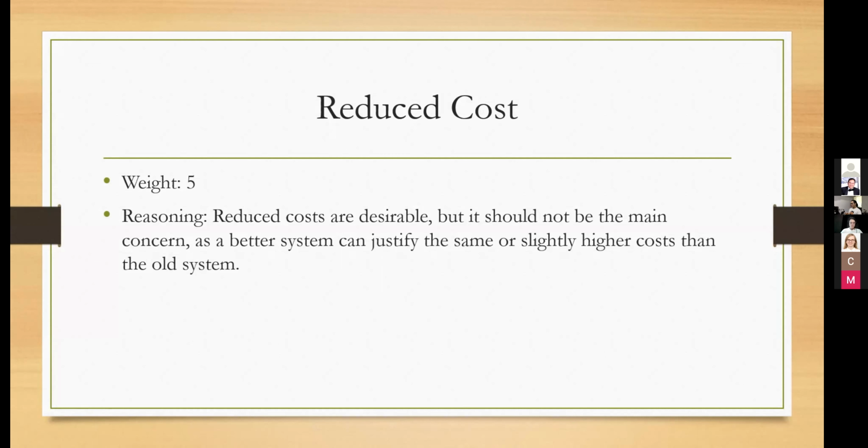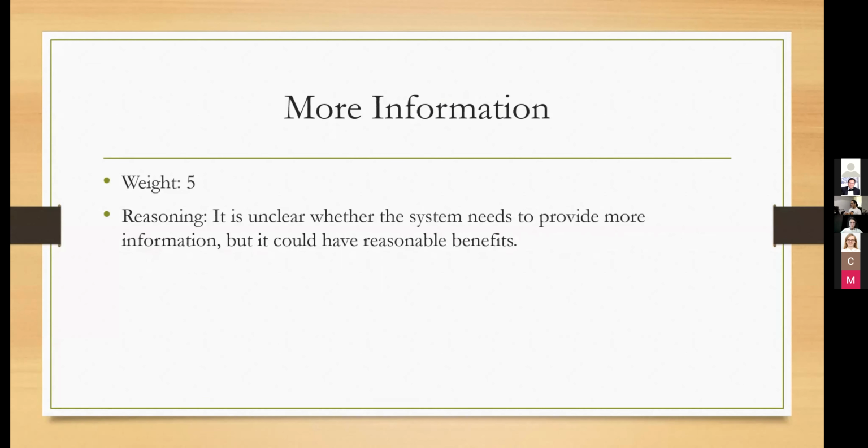Now we come to the next slide, more information. This is similar, because it depends on whether the system would benefit from more information. It could, but it could also be just sufficient with the current information. So this is also a bit unclear.